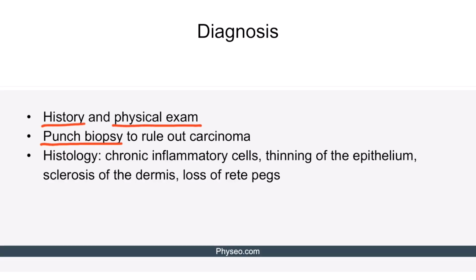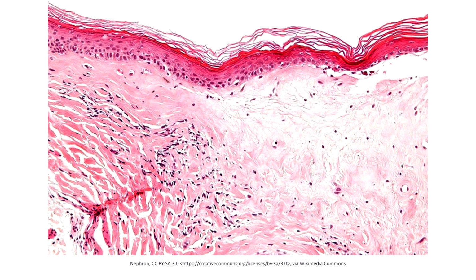The diagnosis is primarily based on the history and physical exam. However, a punch biopsy should also be obtained in order to rule out carcinoma. Histological findings of lichen sclerosus include chronic inflammatory cells, thinning of the epithelium, sclerosis of the dermis, and loss of the rete pegs.